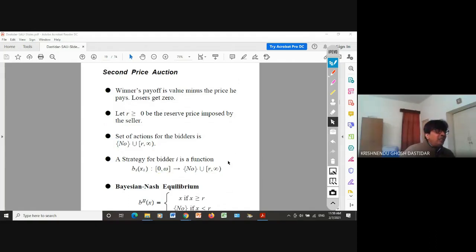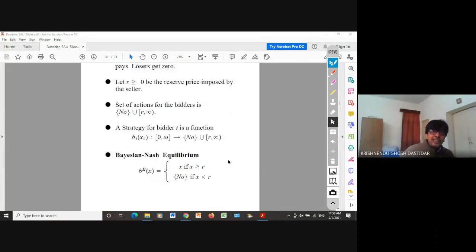Now following Vickrey, one can show that at a Bayesian-Nash equilibrium, the equilibrium bid is given as follows. If your value is more than the reserve price set by the seller, you will bid your value. Otherwise, you will say, no, I don't want to participate in this auction. In fact, Vickrey showed that bidding your value is a weakly dominant strategy equilibrium in a second price auction. It's a very famous result. I'm sure many of you know this, but I just thought I would re-specify it.